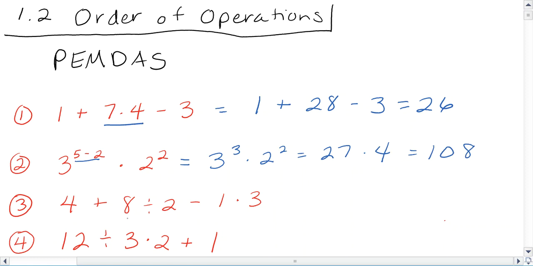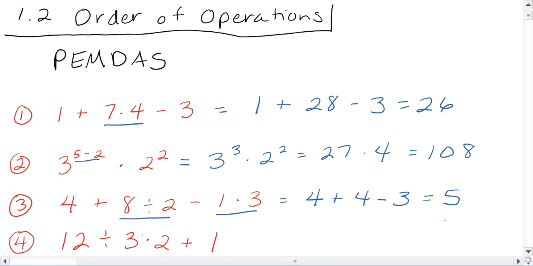This example, I need to do this division first and this multiplying second, and save the adding and subtracting for later. So that I'd have 4 plus 4 minus 3, which would give me 5.